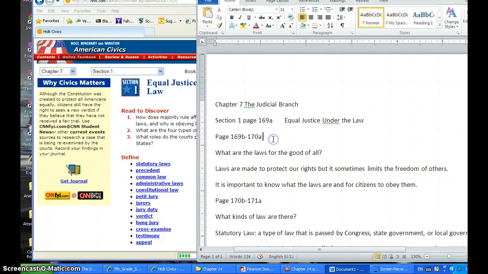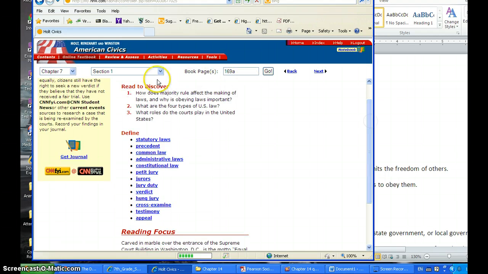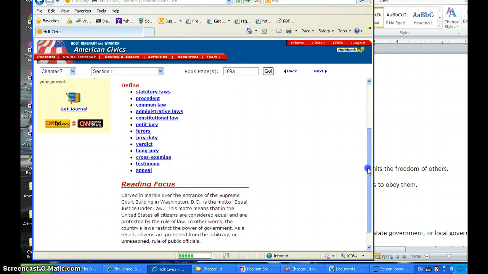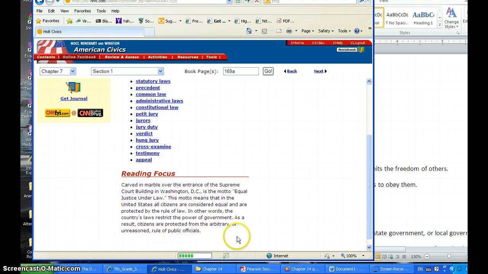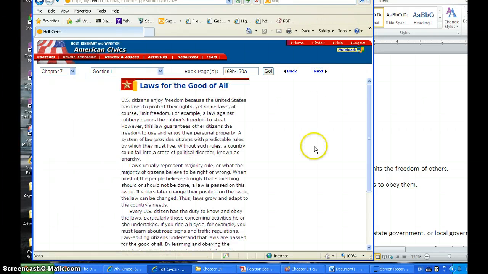So the first thing that we're going to look at is the laws for all, the first section. Now, this first page of your reading gives you the read to discover questions. It also gives you definitions or vocabulary words, and it tells about the reading focus. So I've already read this section, so we're going to skip over to the next page. So we're going to go to page 169B.